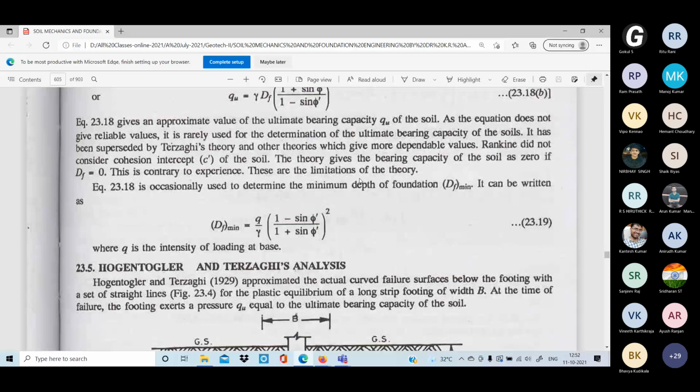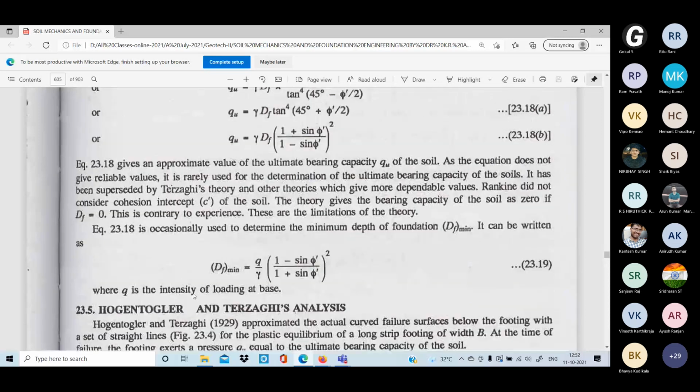Understand? So this particular formula is very important. I would remember that they will ask it in all the competitive exams. They will give the intensity and the unit weight, and they will ask you to find the minimum depth of the foundation, that is, determine up to what depth we have to keep the foundation, the minimum depth.